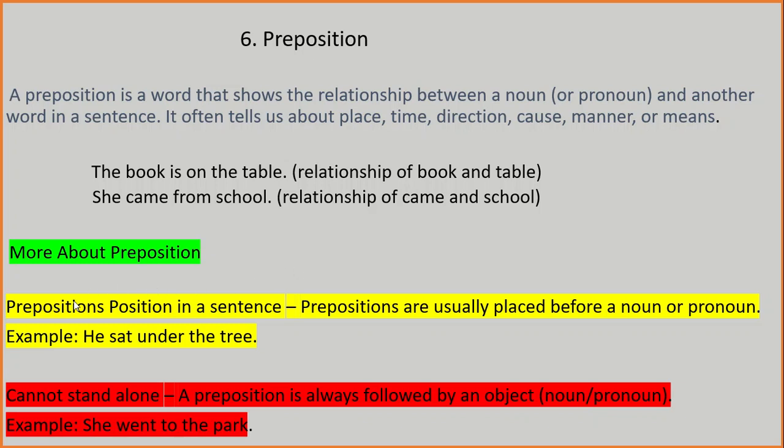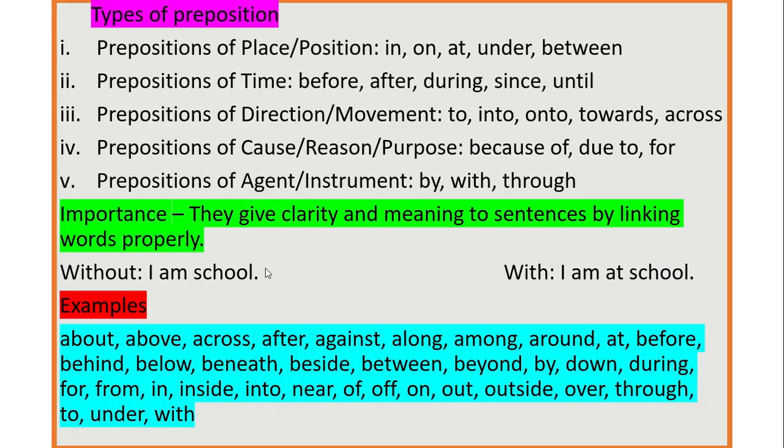More about prepositions. The position in a sentence: prepositions are usually placed before a noun or pronoun. For example, he sat under the tree. A preposition cannot stand alone. It is always followed by an object. The object may be a noun or pronoun. For example, she went to the park. Now types of preposition.